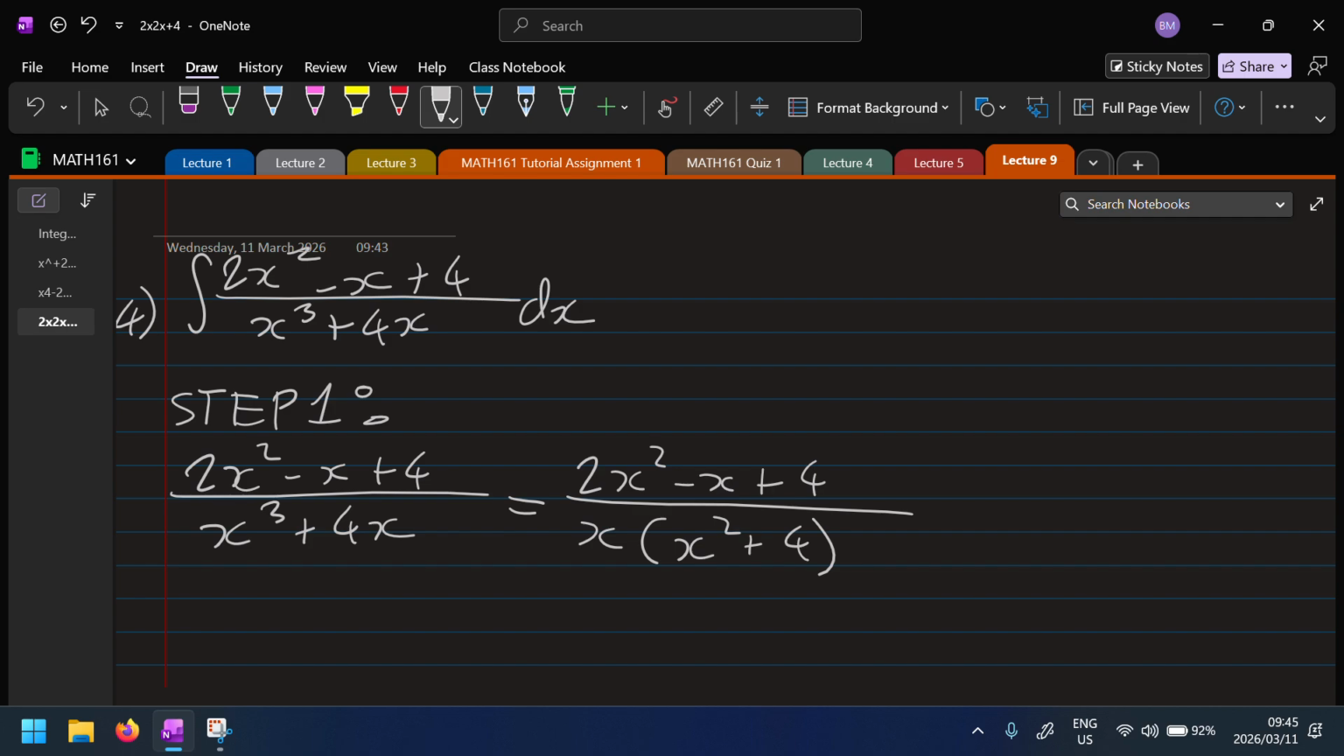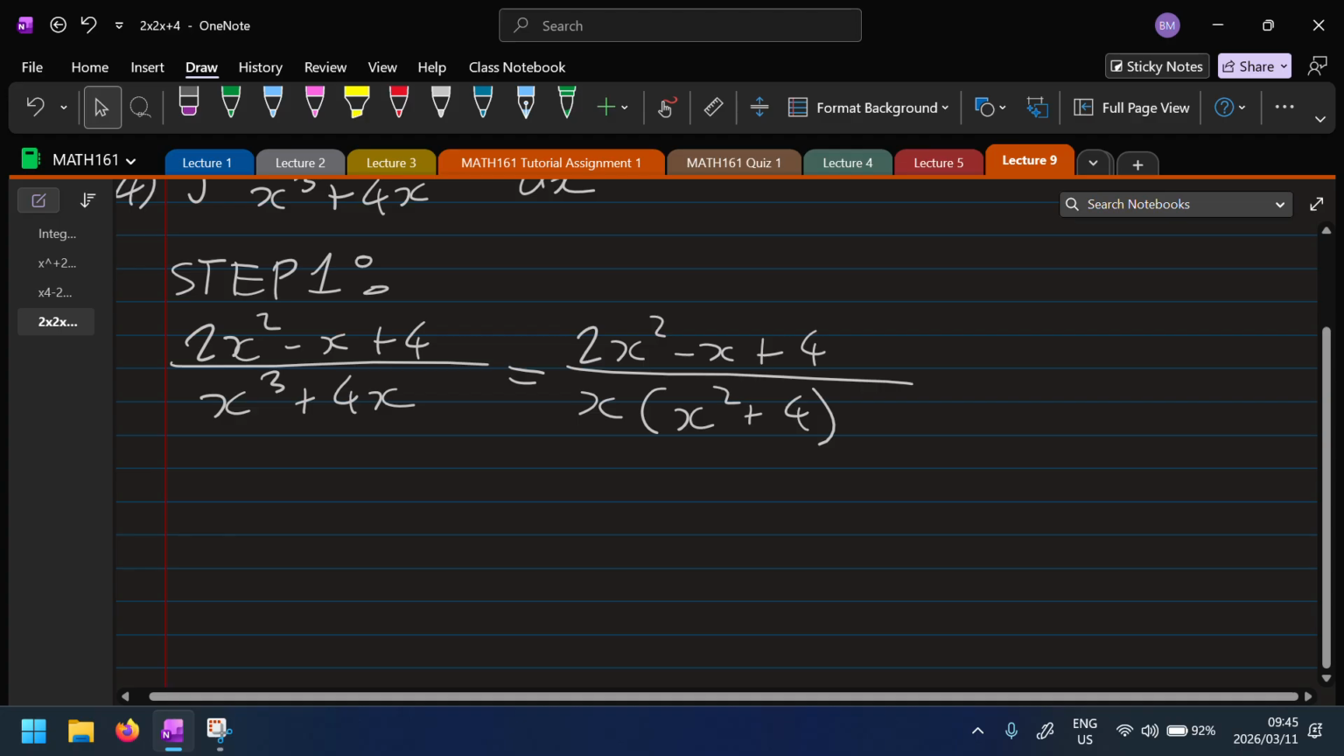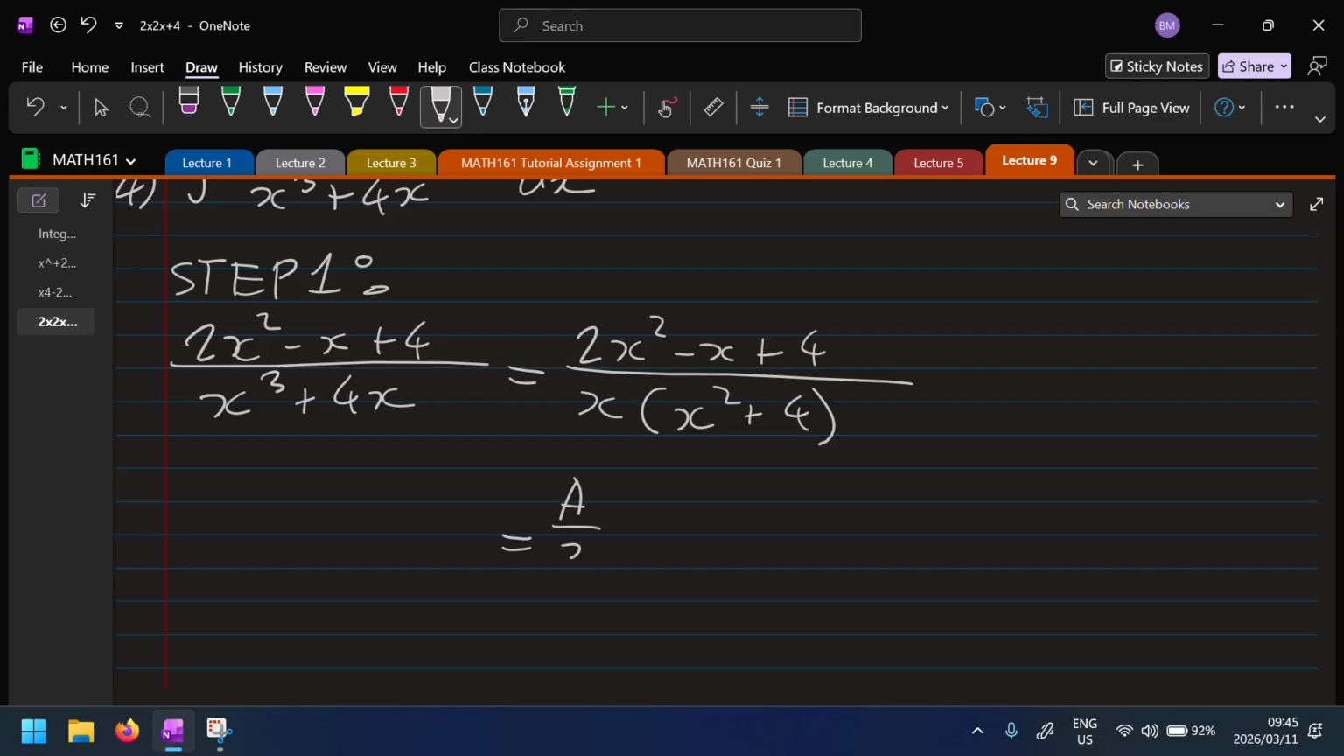So this is now case 3. Okay, it cannot be factored anymore, so it is not case 1. We do not have anything repeated. It is not case 2. It is case 3. We have to do something different now. So this is going to be equal to, the first one is linear, so we just treat it as normal, a over x, plus, now this is quadratic at the bottom. So the top part needs to be linear, so it will be bx plus c.